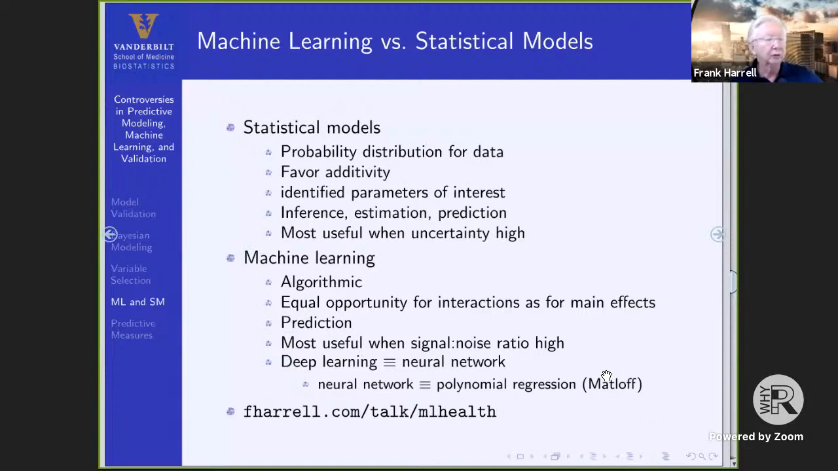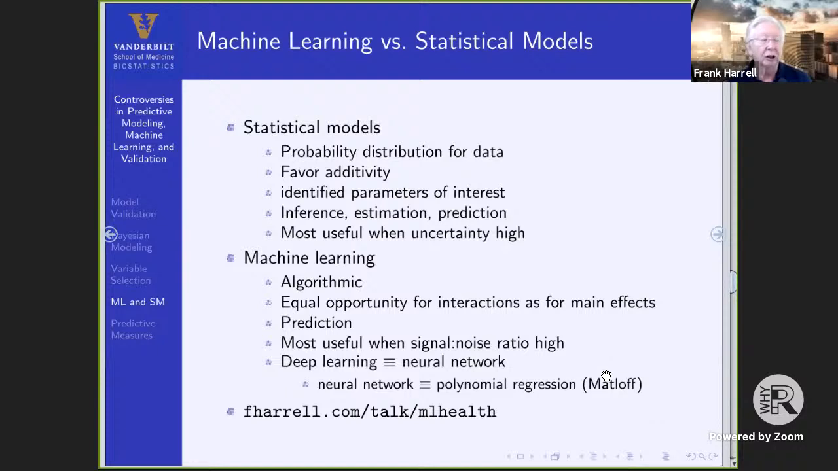Then we get into machine learning versus statistical models. How do we choose which method we're going to use? Well, the first thing we need to know is what are some definitions? Because if we don't have definitions, we can't really talk to each other, and people will not know what we're doing. And so what is a statistical model? It's something that has a probability distribution for the data. It's something that favors additivity in the vast majority of cases. So we have things like beta 1 x1 plus beta 2 x2. It has identified parameters of interest. It gives you inference, estimation, and prediction. And statistical models are most useful when uncertainty is high.